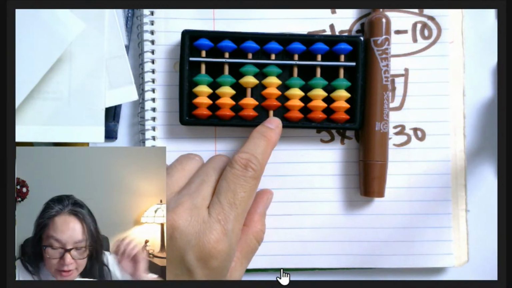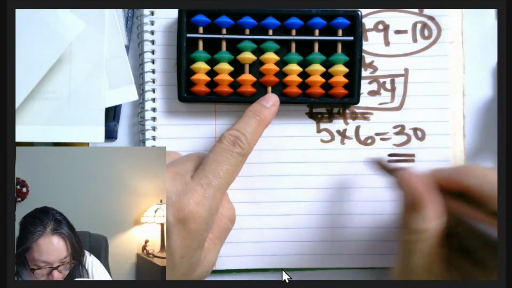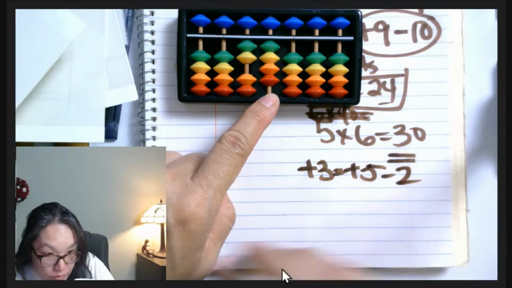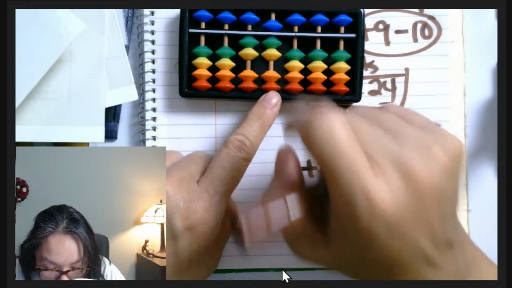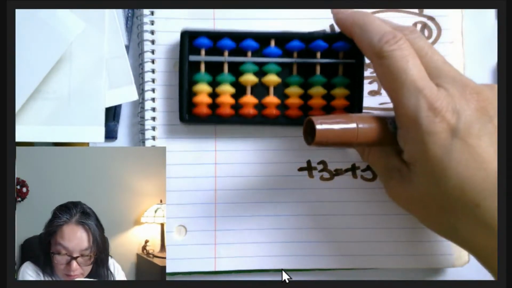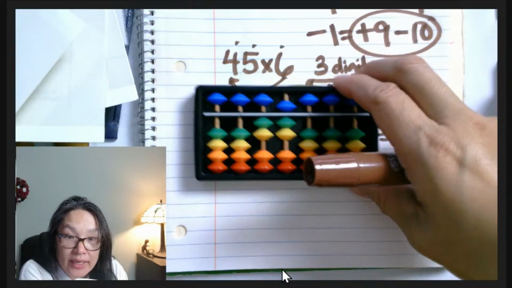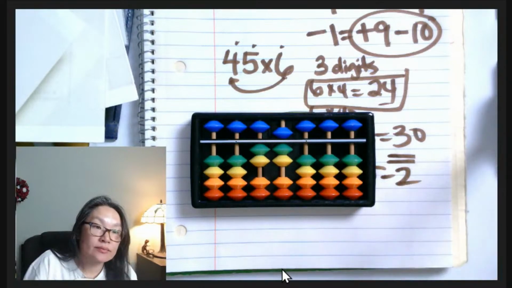We're going to plus the 3. Plus 3 is equal to plus the 5 minus 2. So I'm going to plus the 5. I'm going to take away the 2. My answer is, what's my answer? What's my answer? I got to put it here. Yeah, what's my answer?